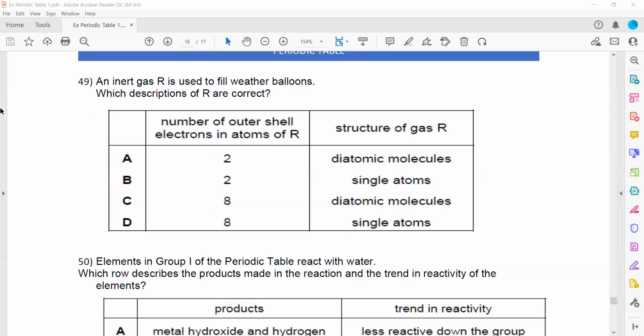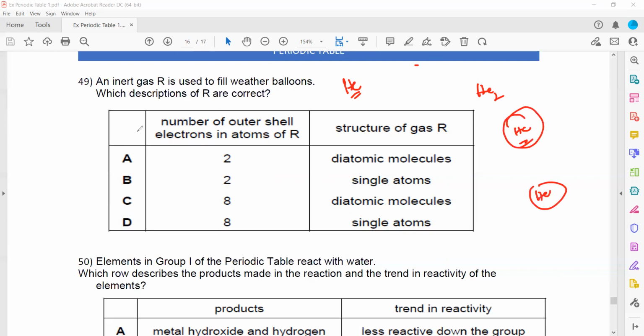In question 49, an inert gas is used to fill a weather balloon, so that is helium. How does it exist? It exists as a single atom, like we don't find He2. All non-metals are mostly diatomic except group 8. So in group 8 we don't find He2, we find only the helium atom.